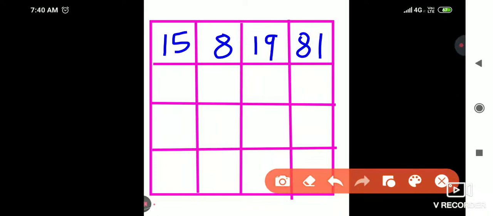Here, in the first column, you have to write your date. In the second column, you have to write the month in which you were born. Here you have to write the century, and here you have to write the year that you were born.